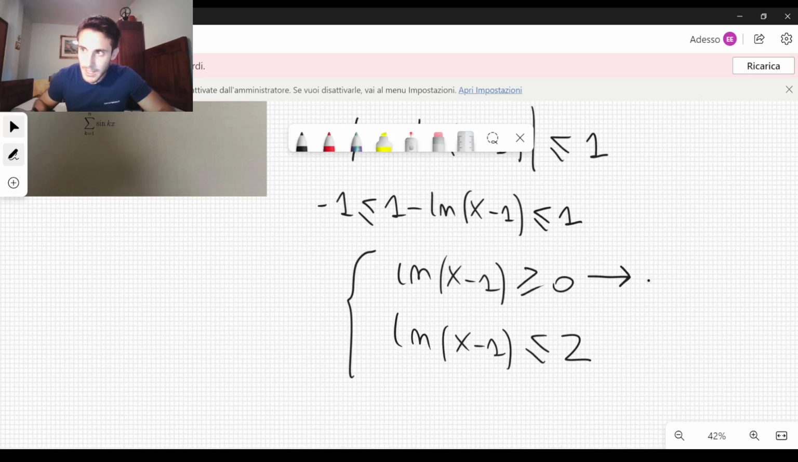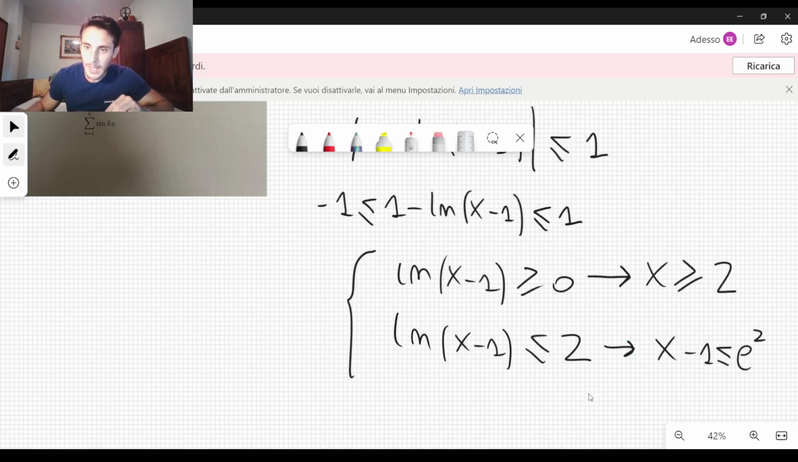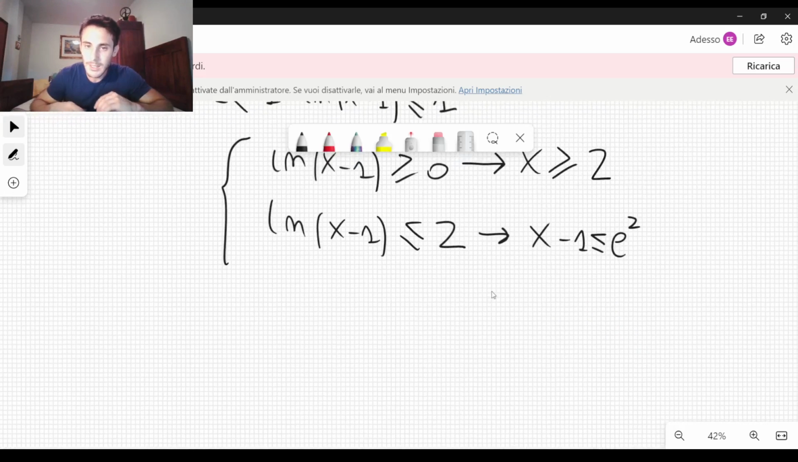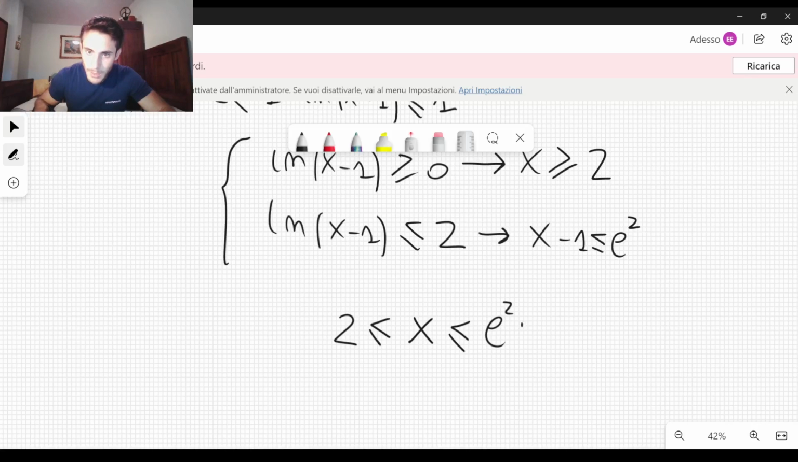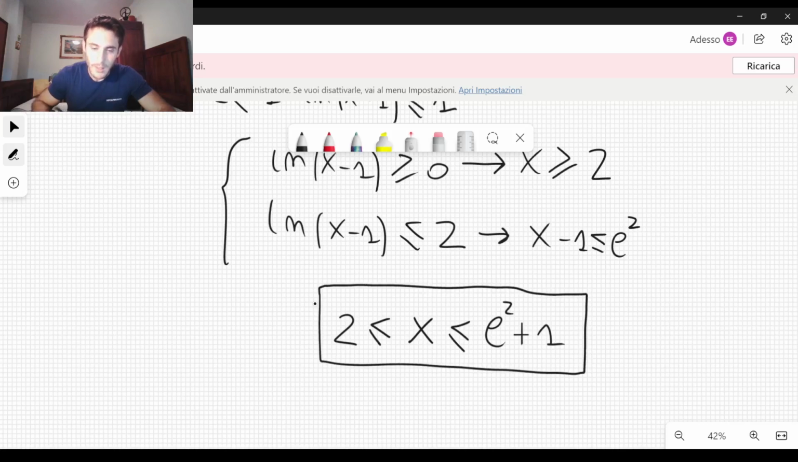This one implies that x should be greater than or equal to 2, whereas this one implies that x minus 1 should be less than or equal to e squared. And from here, you can easily see that the domain of the function is x greater than or equal to 2 and less than or equal to e squared plus 1. So this is the answer to the first problem.